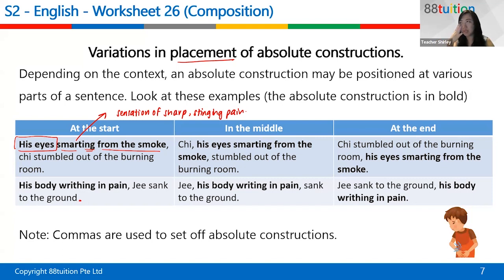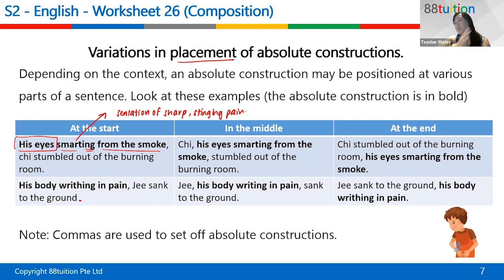Usually if you were to inhale smoke or expose your eyes to smoke, sometimes you might feel a sharp stinging pain. So, his eyes smarting from the smoke. That answers your question, right, Kiet-Ming? Yeah, basically commas are used to set off absolute constructions. What do we mean by set off? It is basically to segment the absolute constructions.